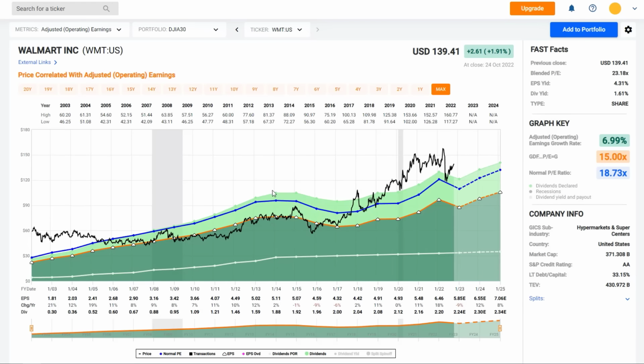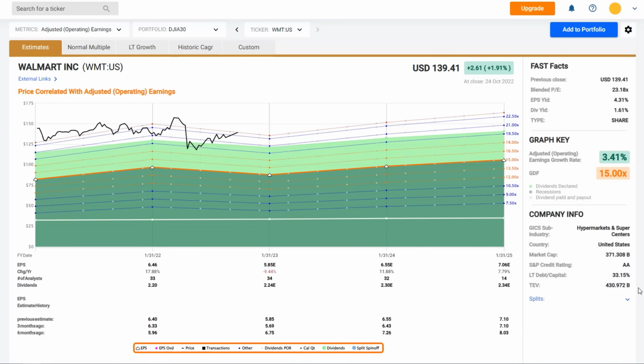Walmart is one of the overvalued stocks in the Dow. I just think it's too expensive to invest in here at these levels. It would be nice if you could buy it at around 14 times earnings. Currently trading at 23 times earnings with a 1.6% dividend yield. Again, I think Walmart's a great company. It's AA rated, has 33% debt, but again, price is what you pay, value is what you get. You're just paying too much for it.